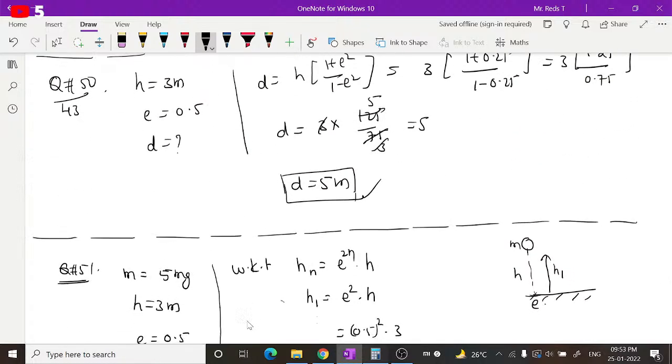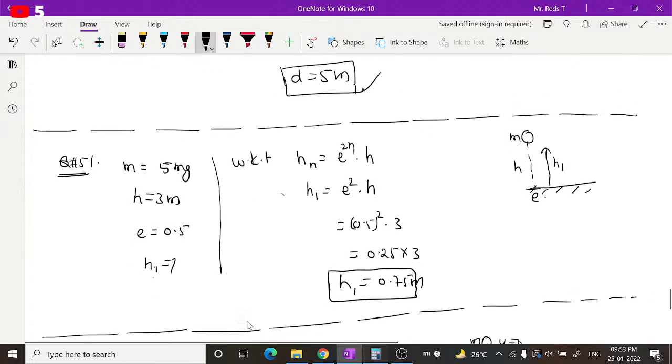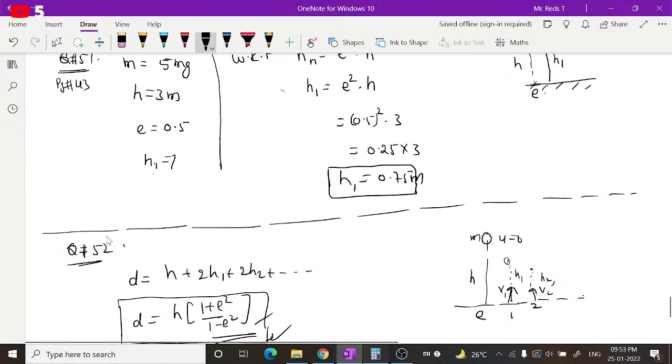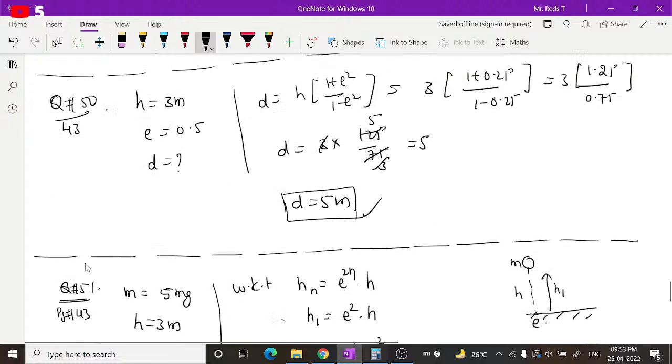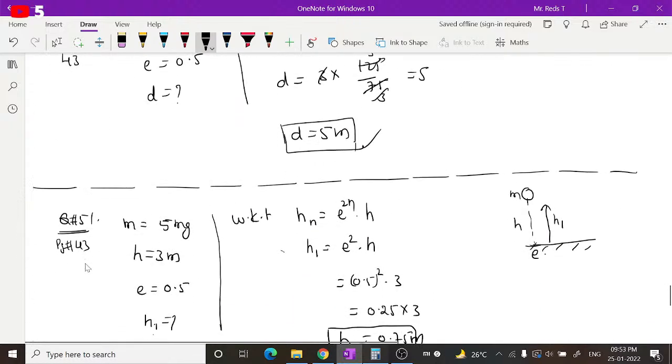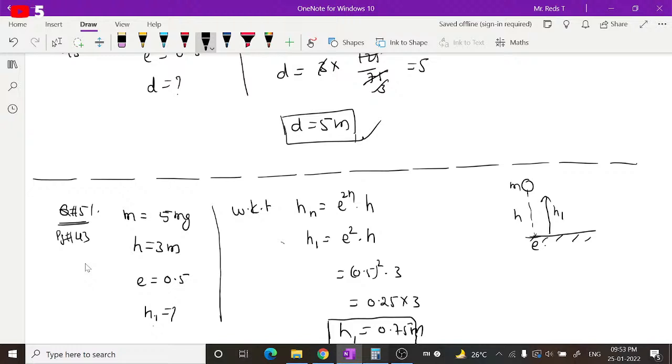These are all from page number 43. This is from this. This also from this. 50. Okay, from page 43, question 49 has not been worked. You can try this next.